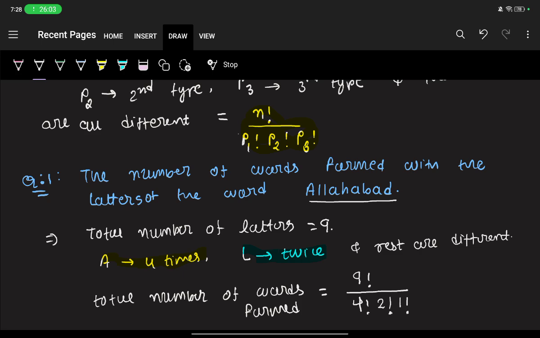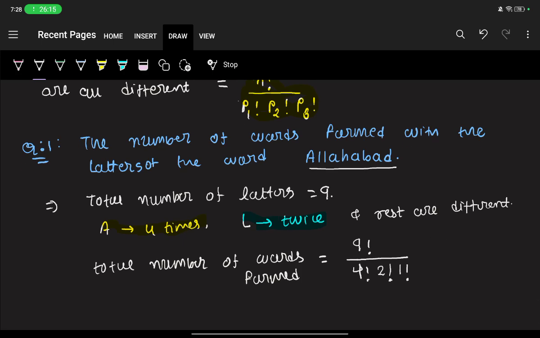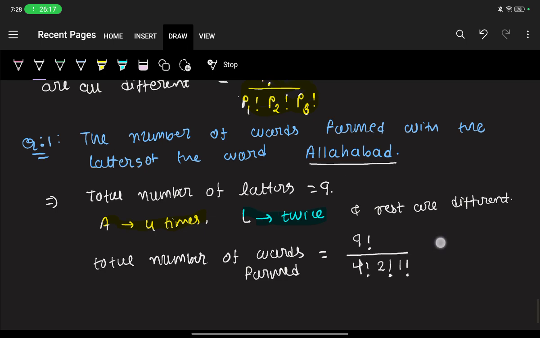Yes, sir. So this would be its answer. What about repetition? You don't have to calculate it. Yeah, we need to calculate it. Okay, we can calculate it.